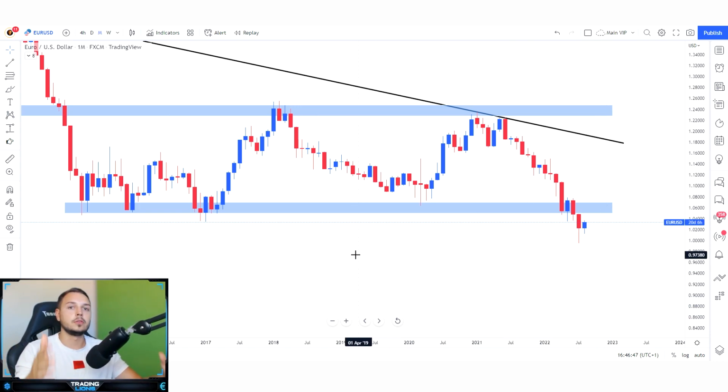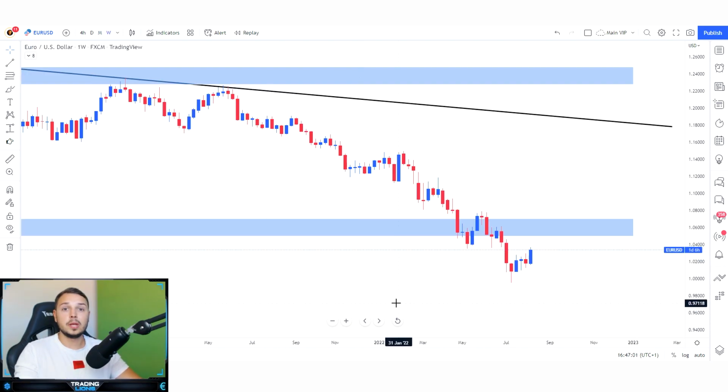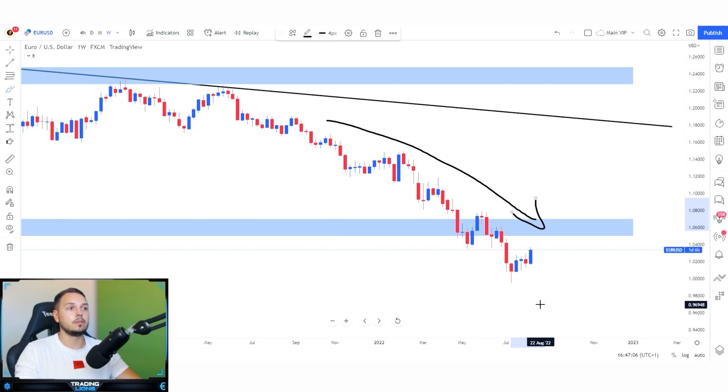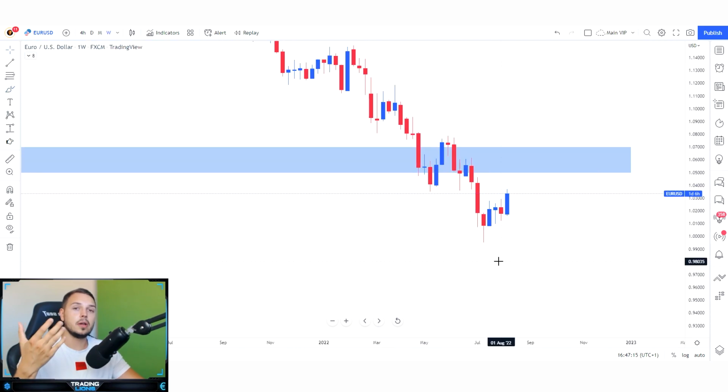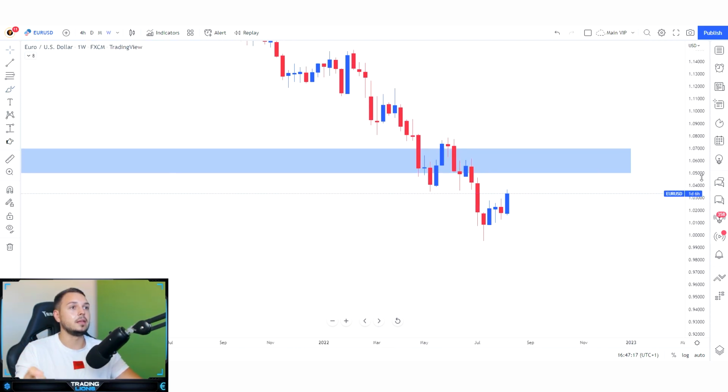We need to head over to the lower time frames to understand what's happening. So this is the weekly time frame, and as you can see, the strong trend towards the downside is imminent. We don't need to draw anything over here. We can just kind of see where the market is likely heading.